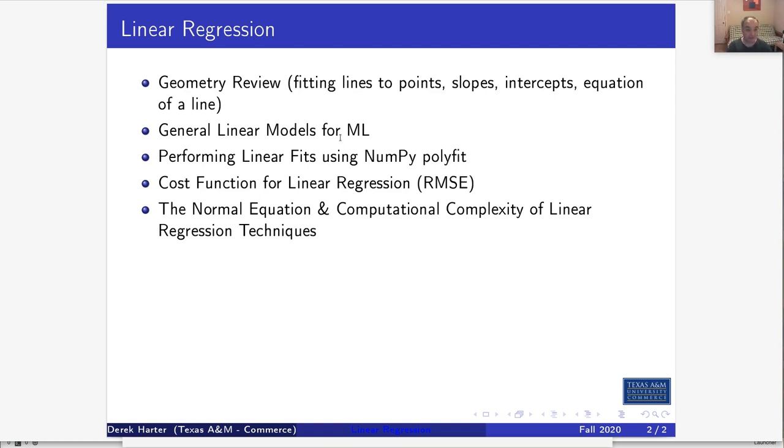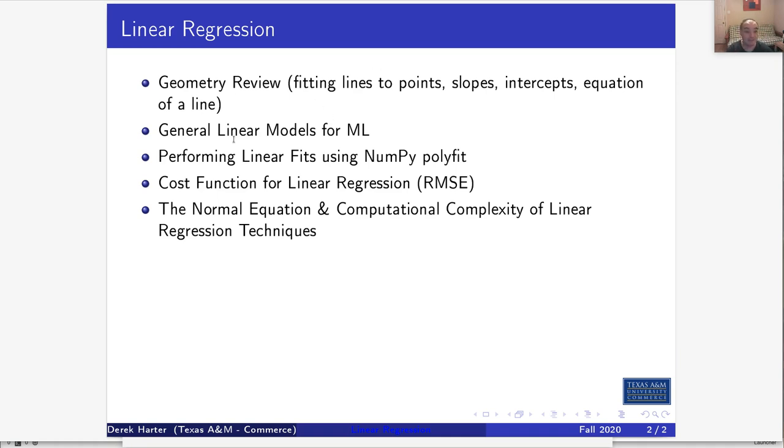All right. So our goal in this video is just to make certain that everybody understands the basics of how fitting a line to a set of data points works. That's really what linear regression is. So we'll start with a bit of a review of basic geometry or algebra, like the slope-intercept equation of a line, if you remember all that stuff from maybe even high school or before.